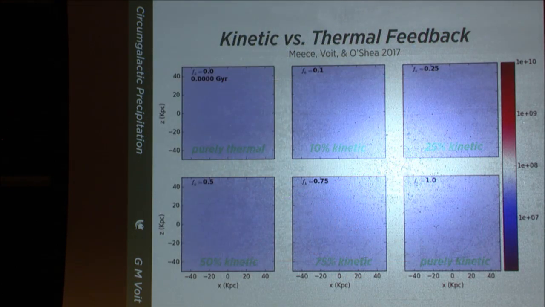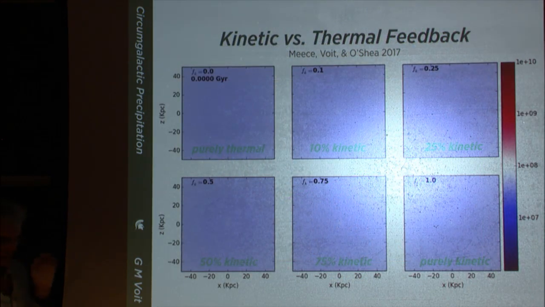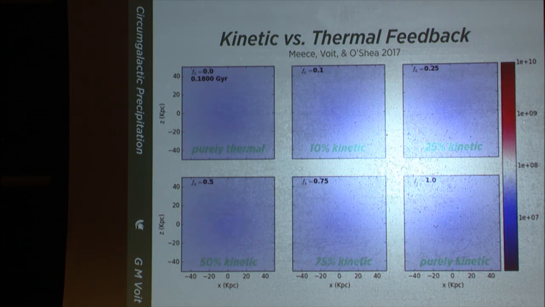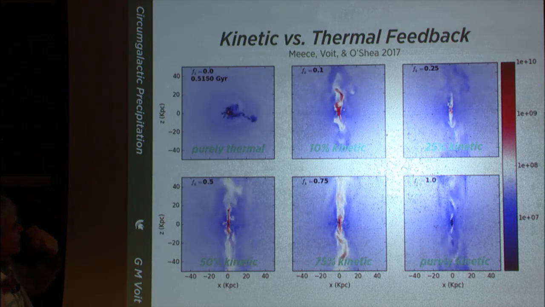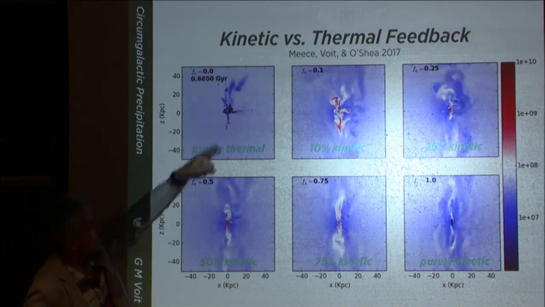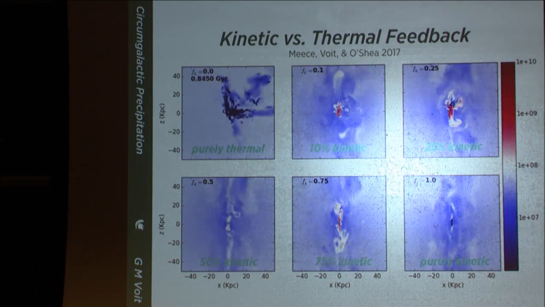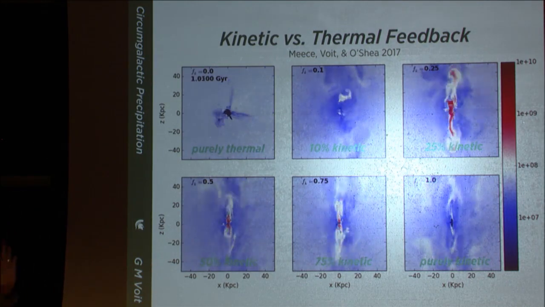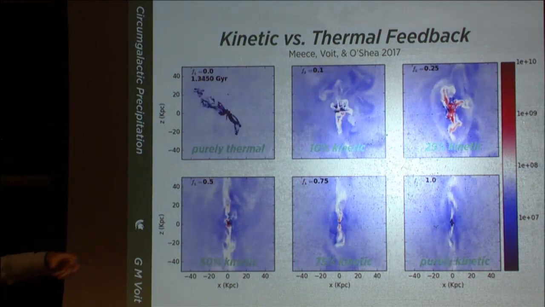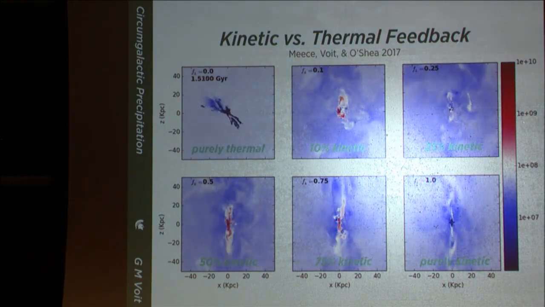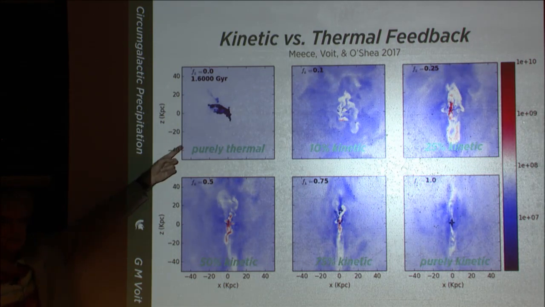I do want to show this because it gets at implementations of feedback processes, some of which can be self-regulating, some can't. This is from my thesis student, Greg Meese. And they're 6 realizations of the same basic setup, except in this one, there's no kinetic feedback. It's all thermal energy put at the center. Whereas in the other 5, there's various ratios of the division between kinetic and thermal energy. And you can see that 5 of them are self-regulating, and this one isn't.